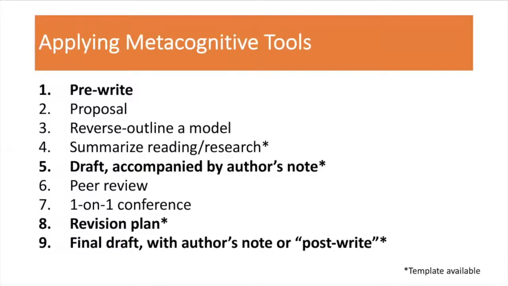For the purpose of illustration, let's imagine you could do a maximally sequenced assignment with steps that look like this. In bold are moments where you could insert metacognitive tools, a pre-write as the first step, an author's note with the first draft, a revision plan after students receive feedback on their drafts, and a reflective author's note or post-write with the final draft.